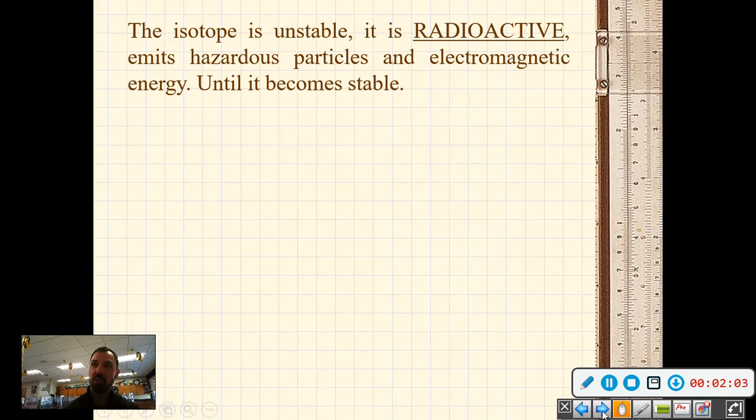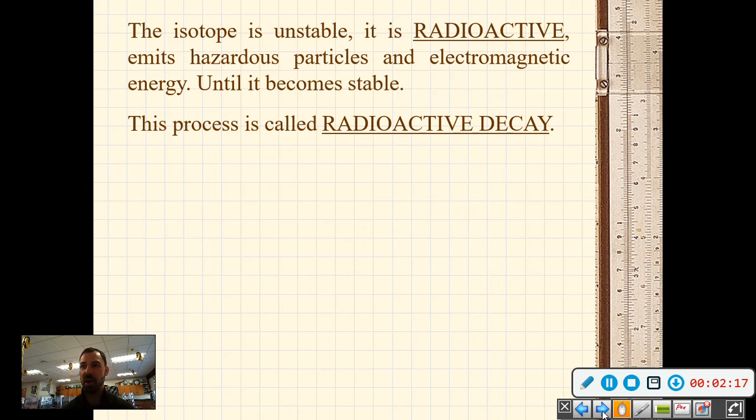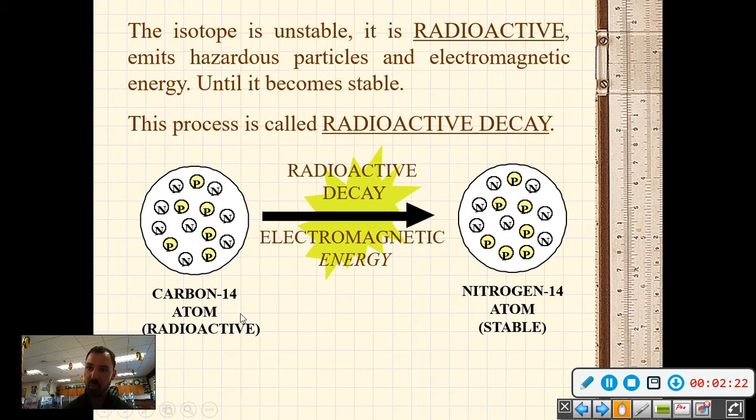Okay, so isotopes are unstable. It's radioactive. It emits hazardous particles and electromagnetic energy until it becomes stable. So that's what the decay process is all about. This process is called radioactive decay. So carbon-14 is a radioactive substance that wants to go back to its stable form or a new stable form, in this case. So what happens, it gives off energy, and it becomes a stable form, which is nitrogen-14.